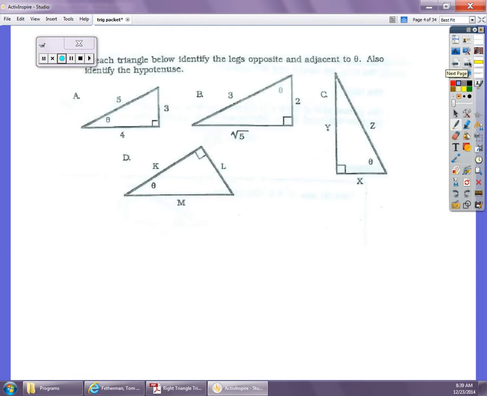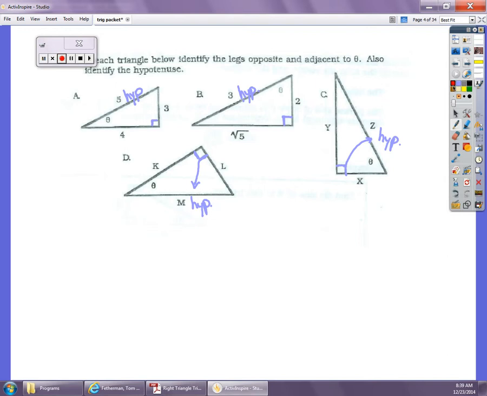Now, just looking at these, all we're going to label is hypotenuse, adjacent, and opposite. We know that here's our right angle, and the hypotenuse is opposite the right angle. Here's our right angle, hypotenuse opposite it, in each of the four triangles.